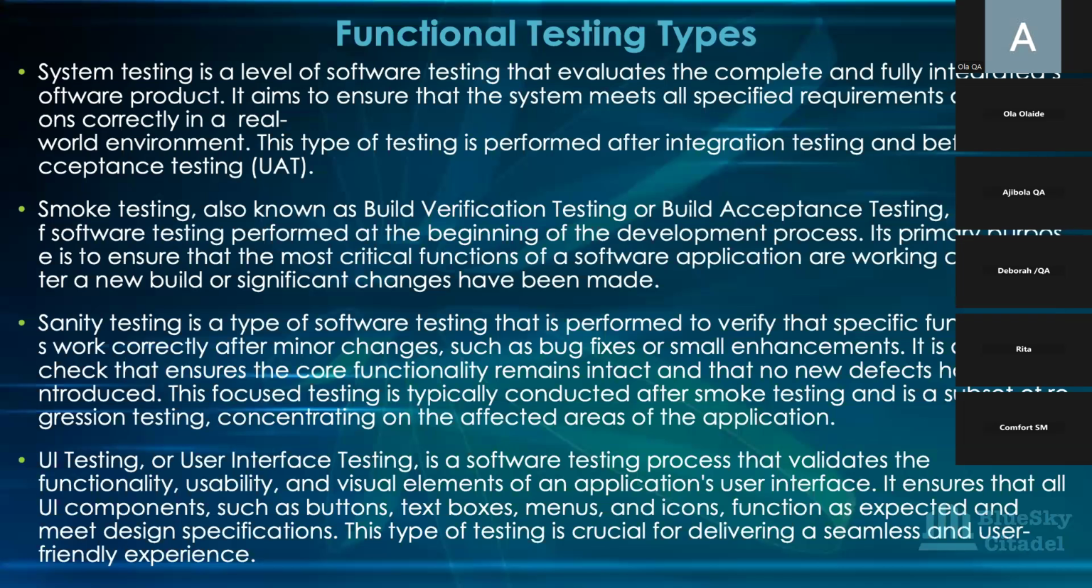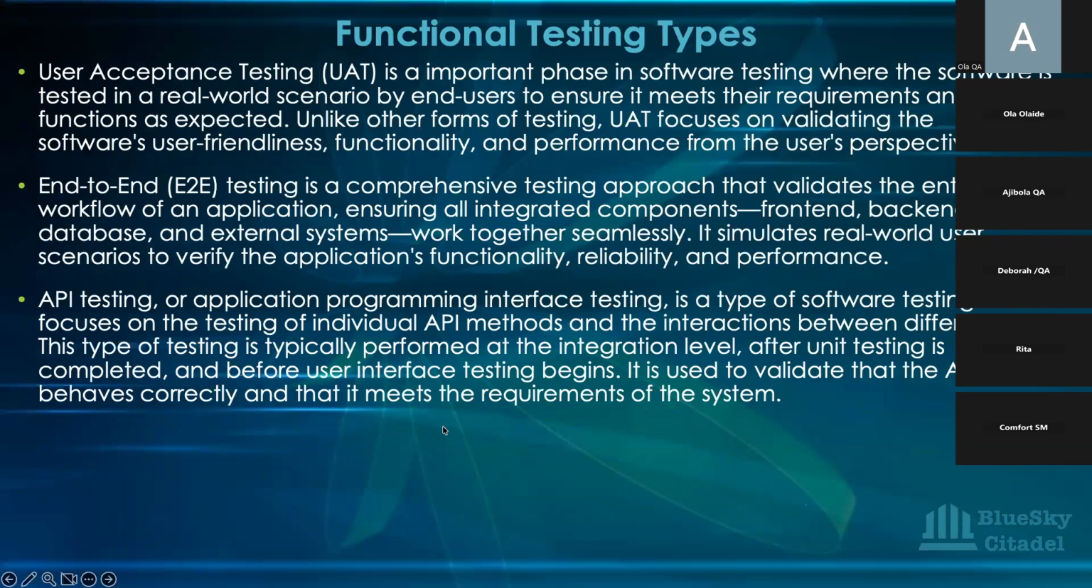Right. So another functional testing that we have is actually the user acceptance testing. The user acceptance testing is a very, very important phase in software testing. It is mainly used in a real world scenario by end users to ensure it meets their requirements. So this is where we have the alpha testing, we have the beta testing. Some people call it developer testing and public user testing before it goes live. So it's very, very important.